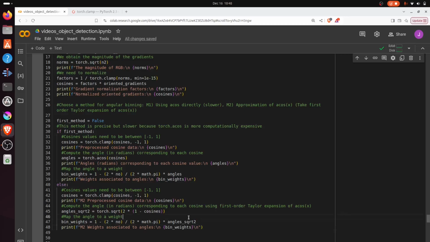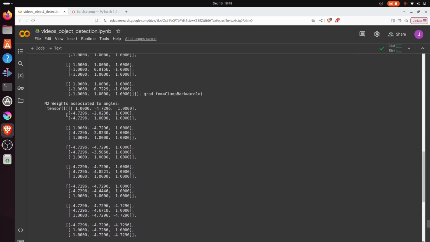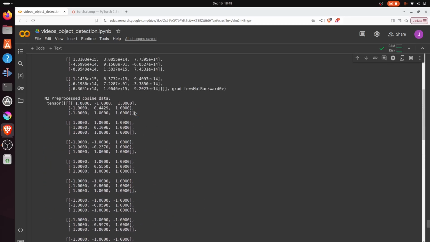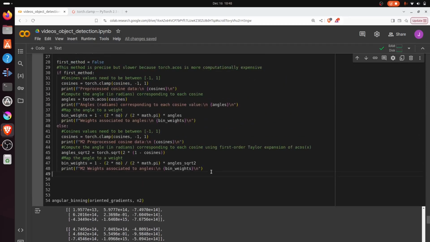Okay, so let's run this. And there we have it. There we have the weights associated to the angles using the second method. Fantastic. Actually, I am curious to pursue this further. So let's continue.